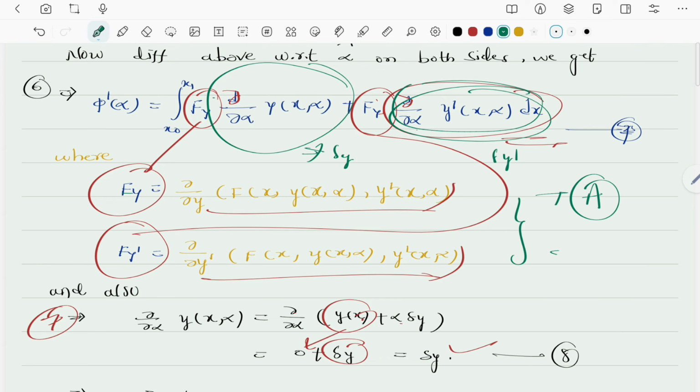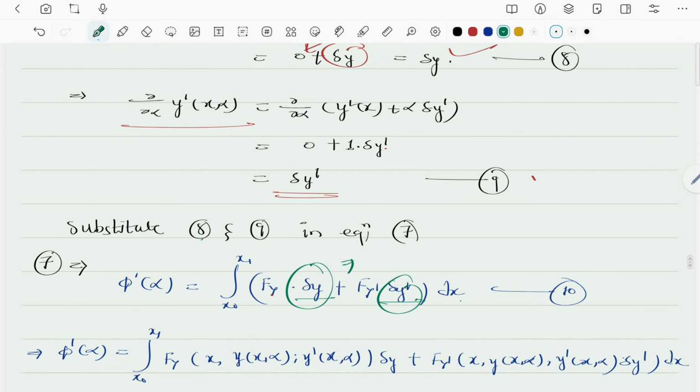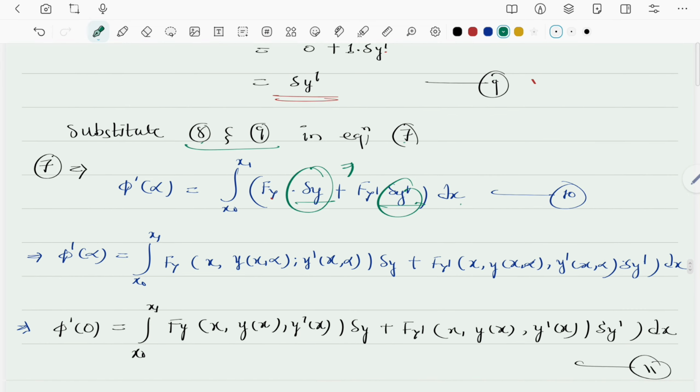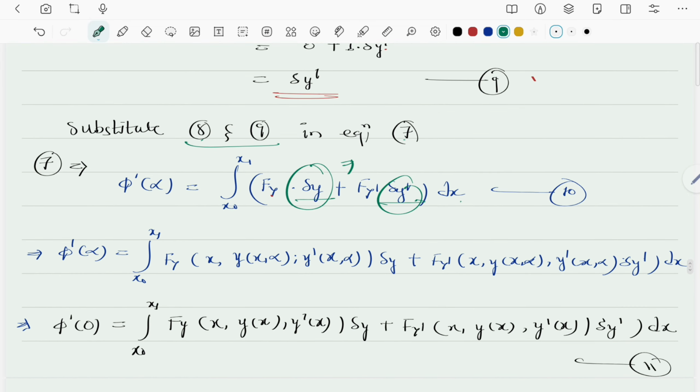Using point A and point B and substituting the values of 8 and 9 in equation 7, we get that pi dash of alpha is equal to the integral from x0 to x1 of fy of x comma y of x comma alpha into delta y, plus fy dash of x comma y of x comma alpha into delta y dash, into dx. This equation comes from point A and point B.